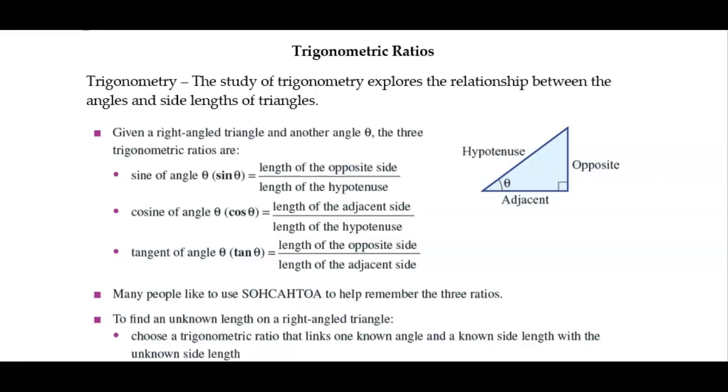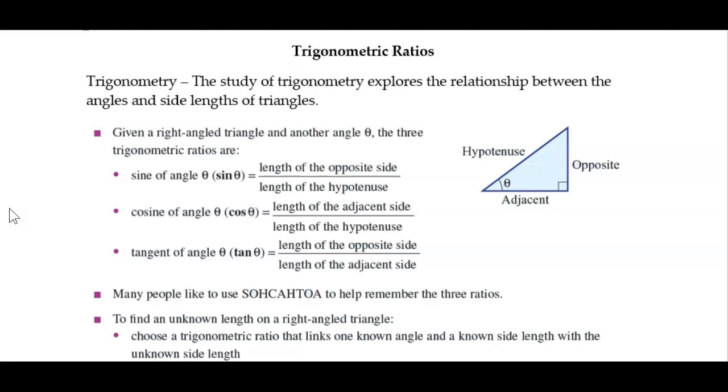In this lesson, we're going to have a look at some trigonometric ratios. Before we get started with the ratios, let's talk about what trigonometry is. Trigonometry is the study of sides and angles of triangles, and we explore the relationship between the angles and the side lengths of the triangle. In this chapter, we are going to be focused on right angle triangles.